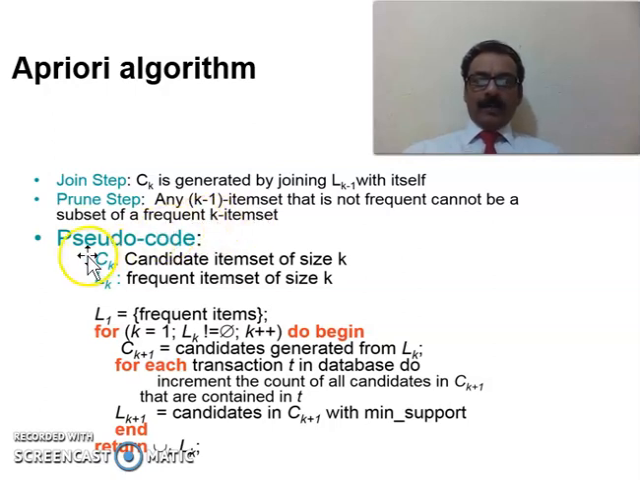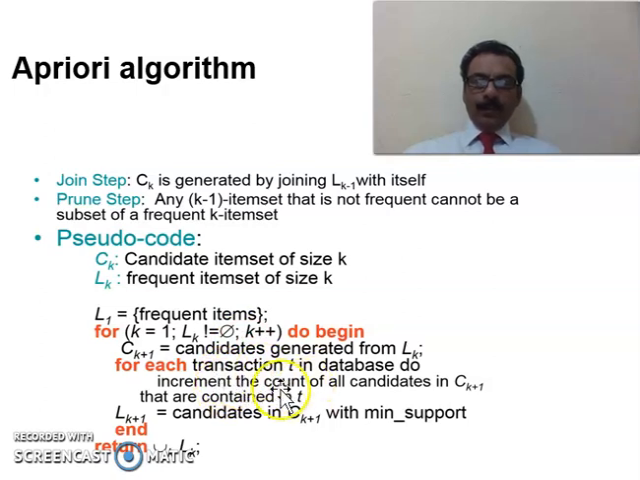Okay. Now, if you look at the pseudocode, as we have said, Ck and Lk would be initialized. Frequent item set of size k is Lk and Ck is the candidate item set of size k. You will be doing this in a loop till there is no more frequent item set to generate, and this process you would continue.